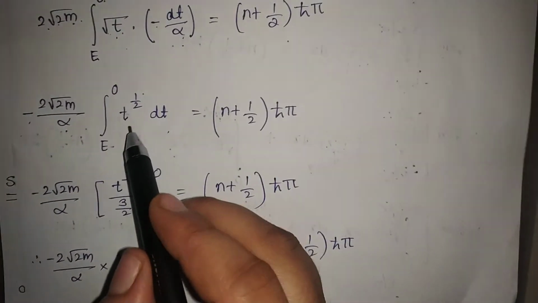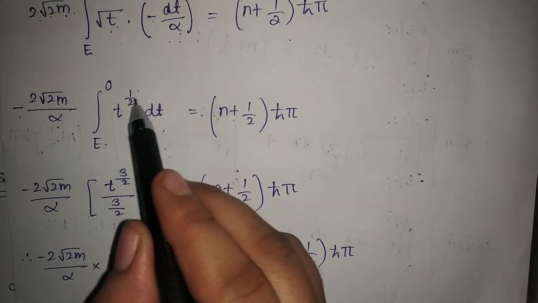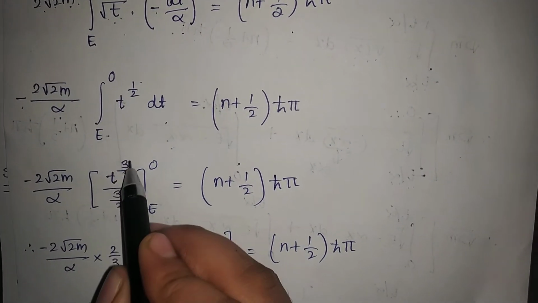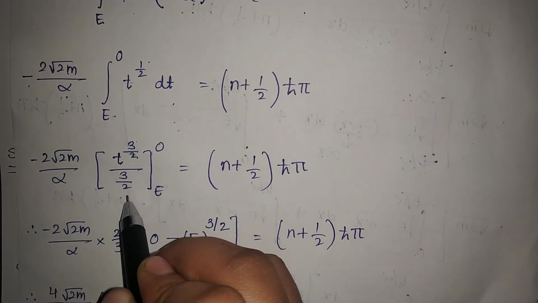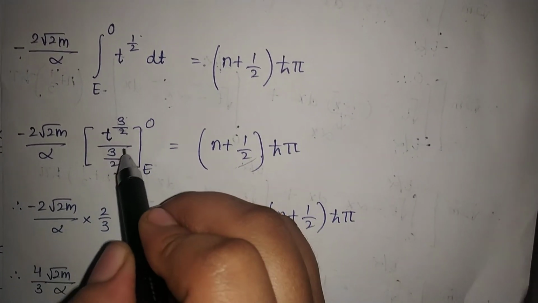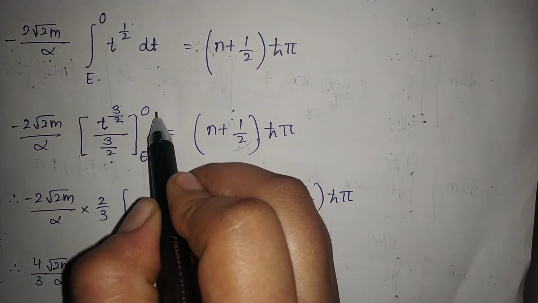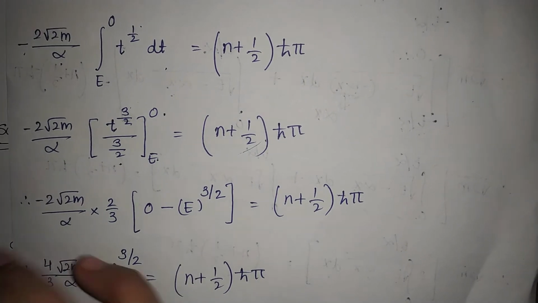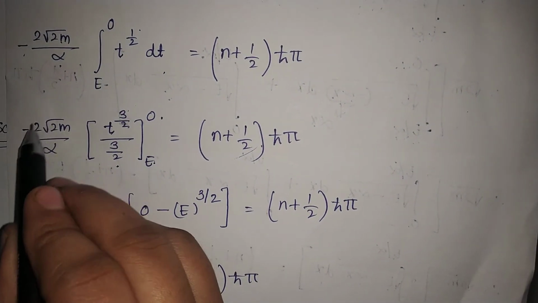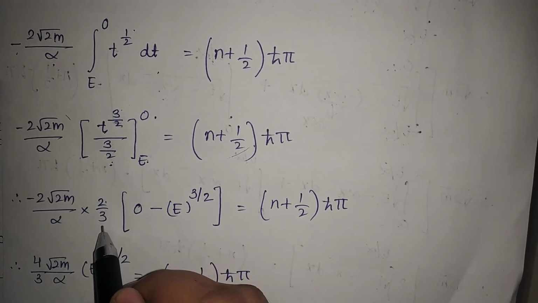Now we will do the integration of this t raised to half. So what is the integration of t raised to half? It is t raised to 3 by 2 upon 3 by 2. Clear? And all the terms we will write as it is, and after integration our limit is E to 0. We will write like this. Now we will solve this. Here this term we will write as it is, and 3 by 2 we can write as 2 by 3.